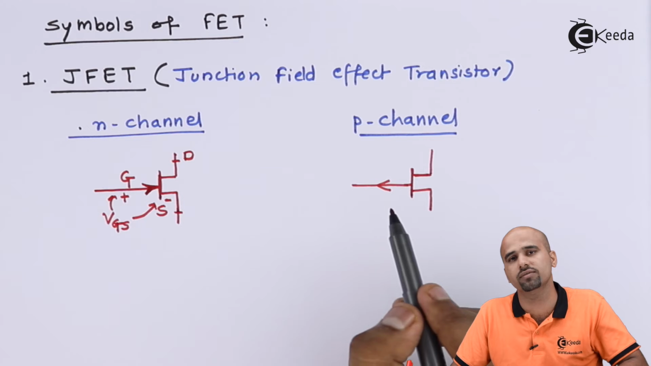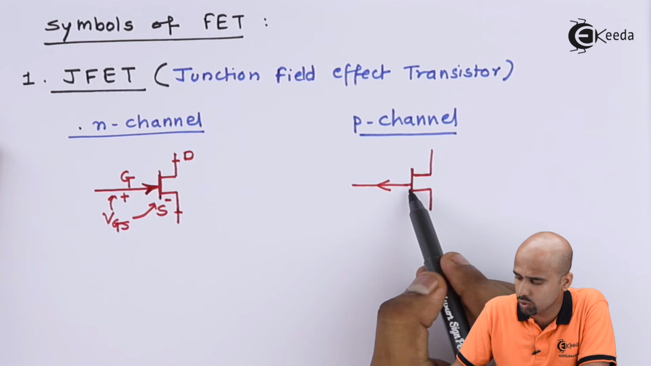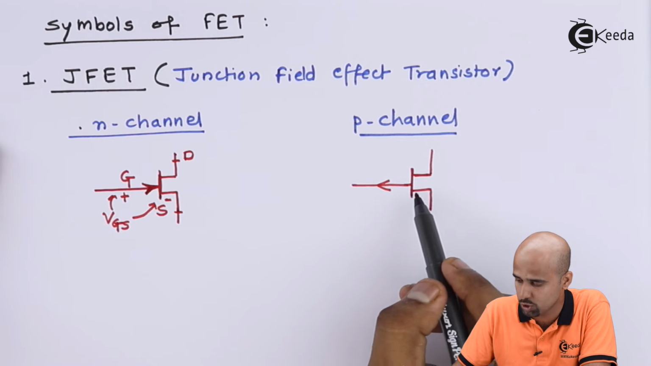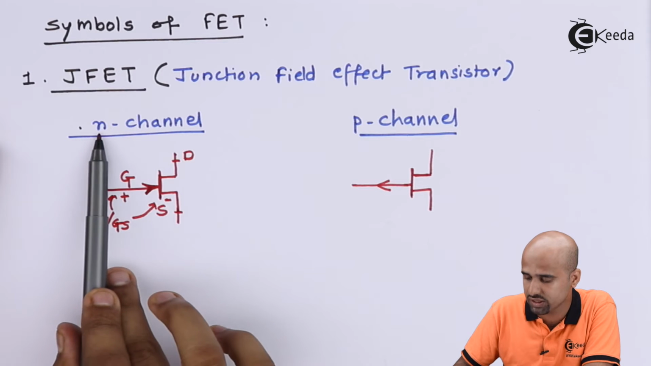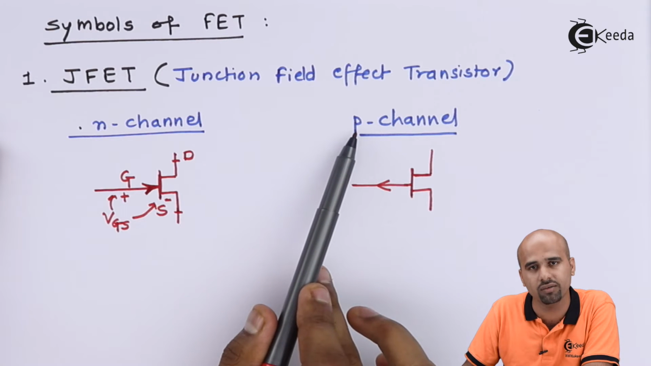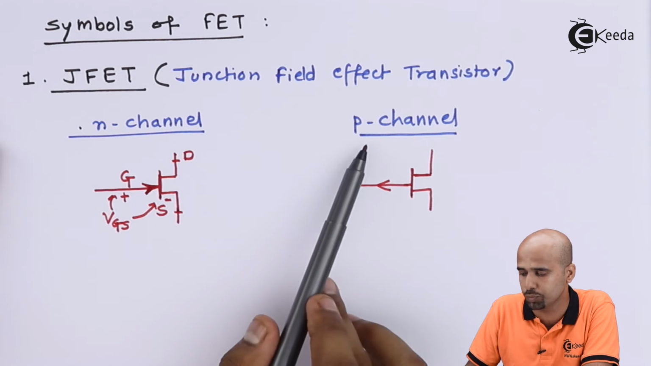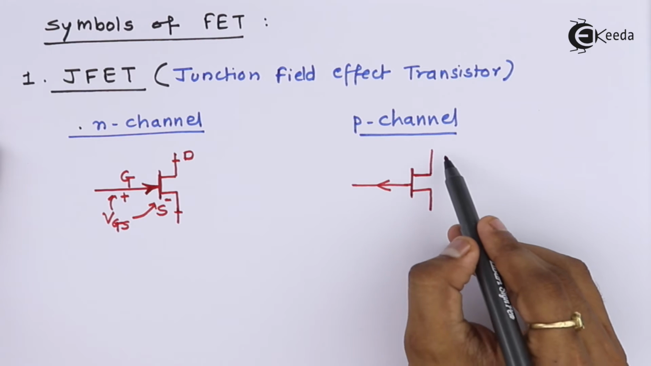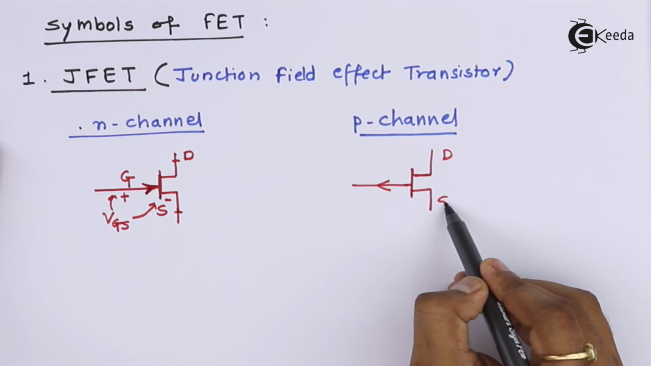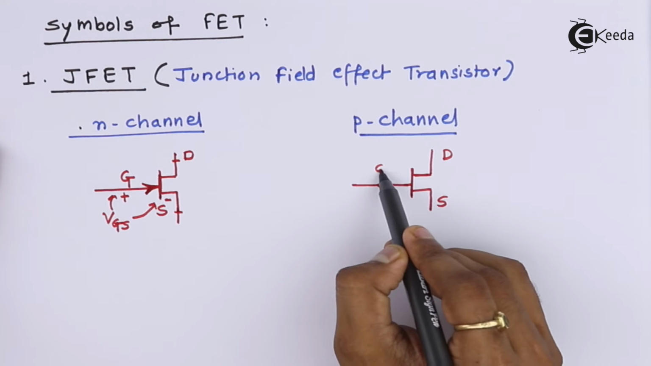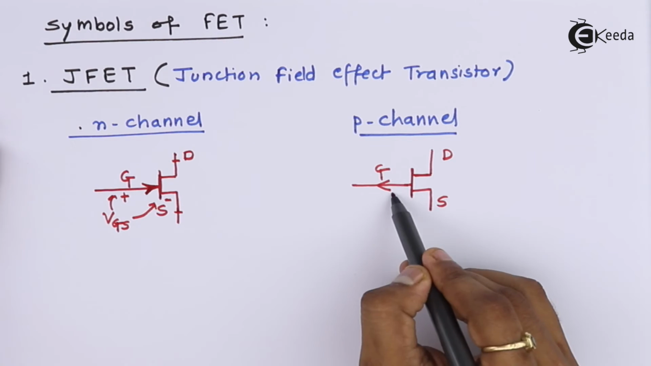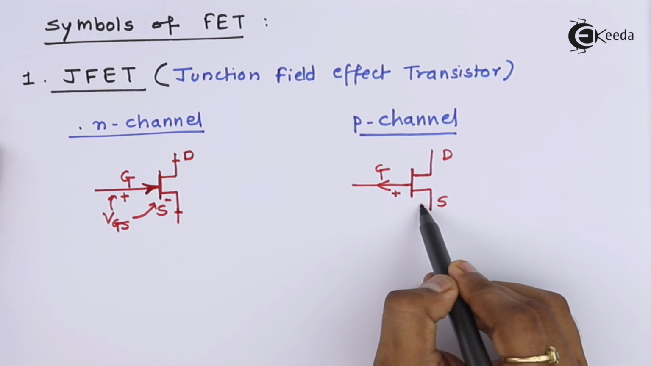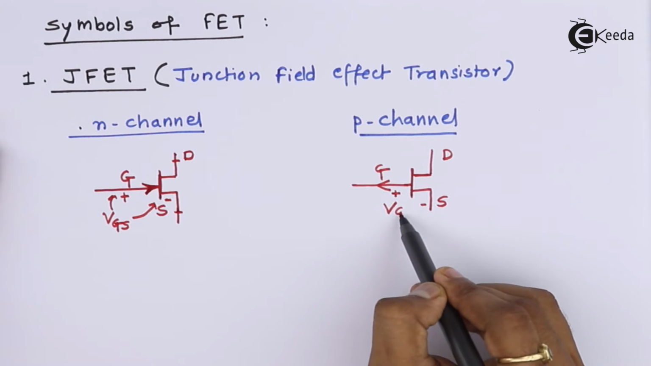Here we do have the arrow in another direction. So obviously if we change the type of carrier from negative to positive, your direction of current will be different. So we can say that here it is drain, here it is source, and here it is gate, right? Here as well we'll be getting plus minus VGS.